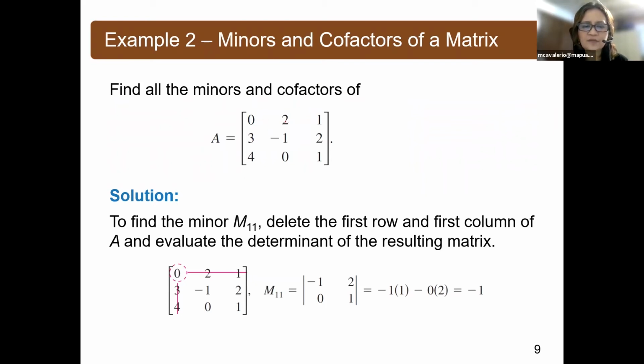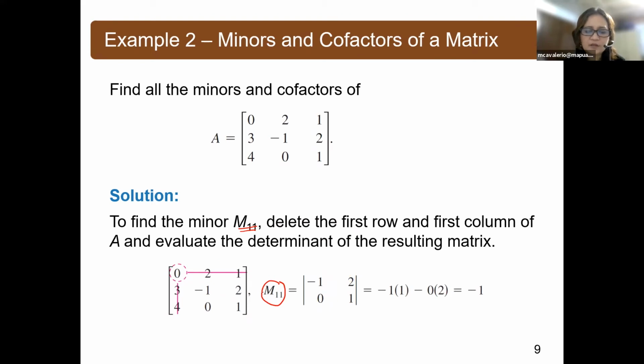For example, find all the minors and cofactors of A. Since we have several A sub ij's beginning with A11, in order to find the minor 11, we are going to delete the first row as well as the first column, and we will be left with the submatrix that contains the elements negative 1, 2, 0, and 1. So the minor 11 is simply the determinant of the submatrix that is left after deleting the ith row and the jth column. So here we will have negative 1 minus 0, which is equivalent to negative 1.